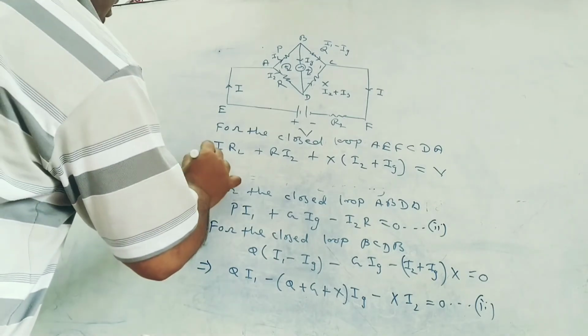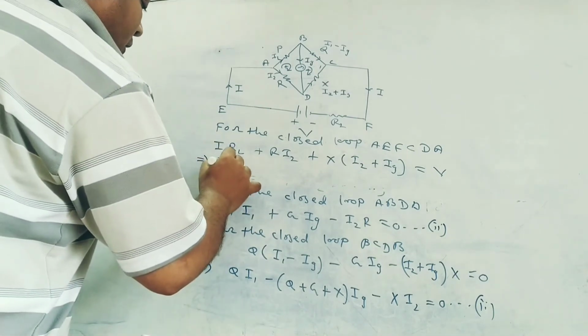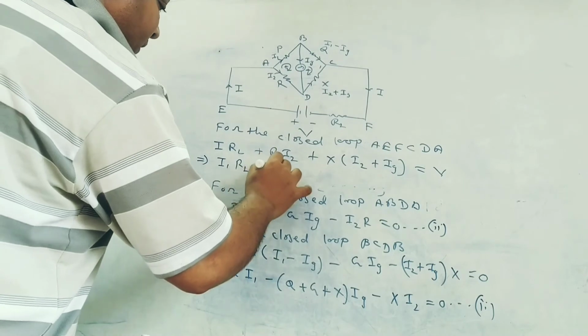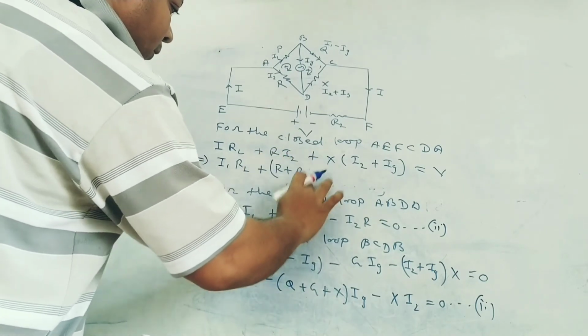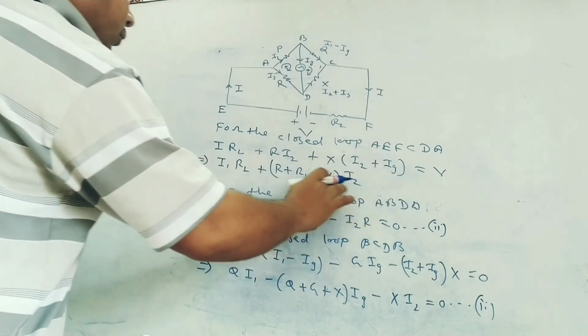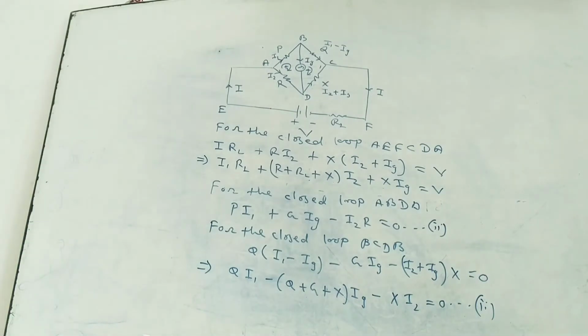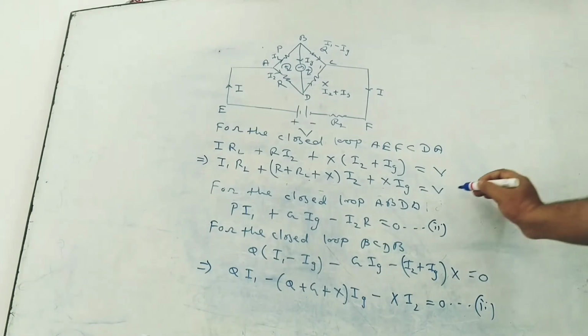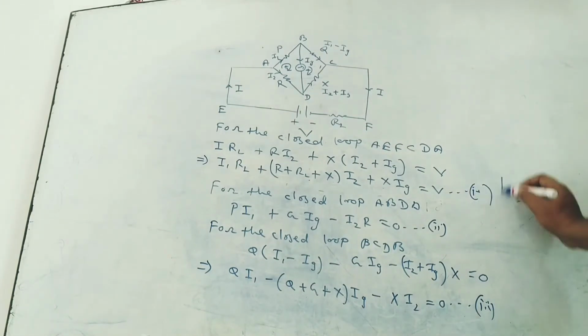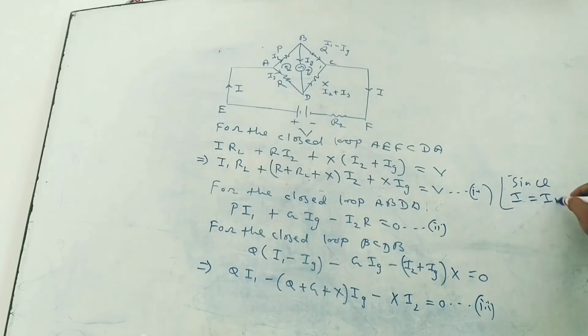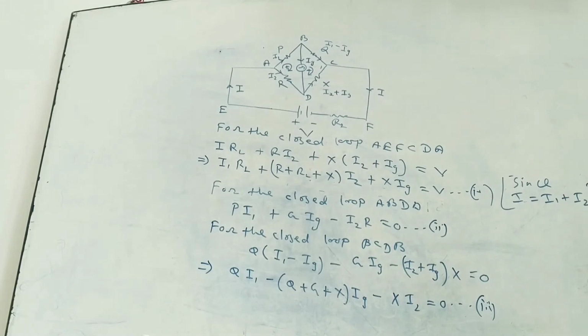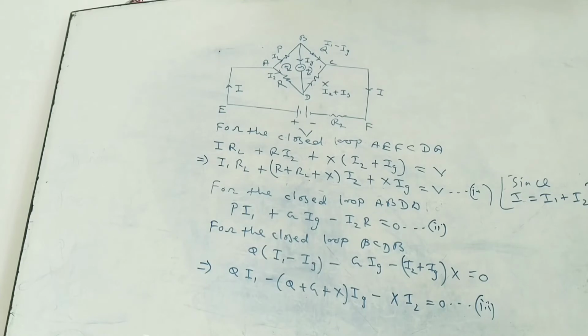And we know I is equal to I1 plus I2. Therefore, I1 RL plus R into (R plus RL) plus X whole into I2 plus X into Ig is equal to V. This is equation number 4, since I is equal to I1 plus I2. Solving equation number 2, 3 and 4, we can easily get the values of I1, I2 and Ig if we know all the resistances.